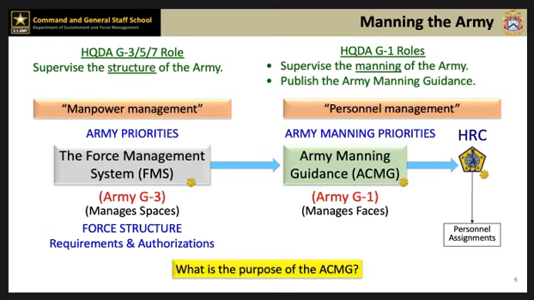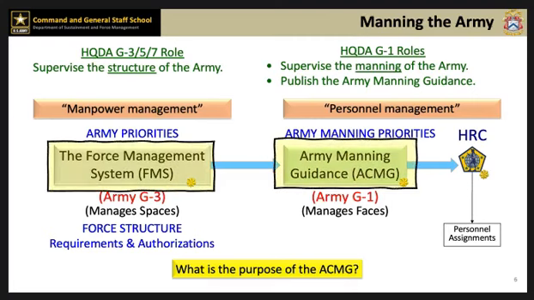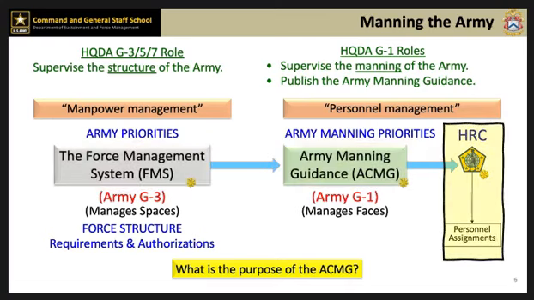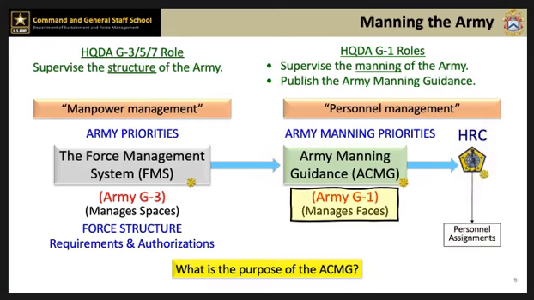You also might want to understand the purpose of the Army Component Manning Guidance. So, the Army G1 takes authorizations from FMS and force structure from SAMUS, it's not shown here, to determine the Active Component Manning Guidance, which outlines the Army priorities for that fiscal year. From the Army Manning Guidance, HRC takes this guidance and then fills the faces into the right spaces, as directed by the G1.